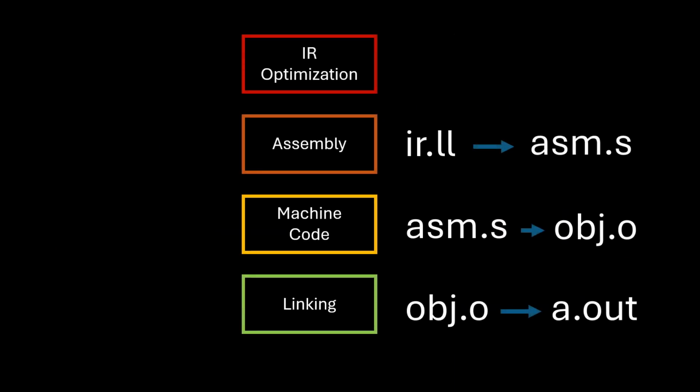You can skip any of these steps, combine some of them, or only do some of them, depending on how you decide to implement your compiler. At this point, the program is fully compiled and ready to run on a CPU.